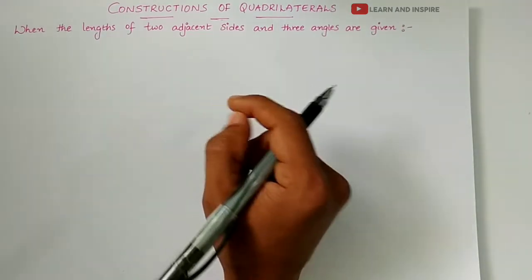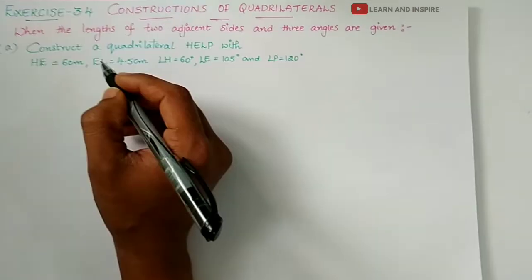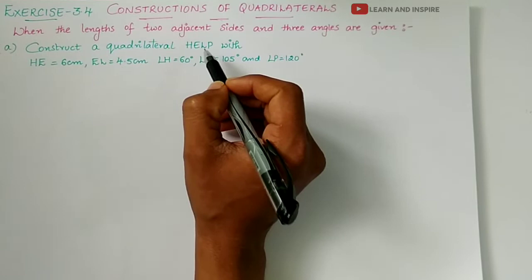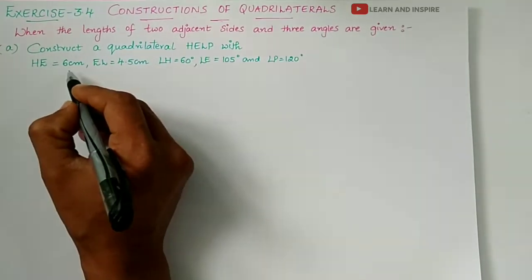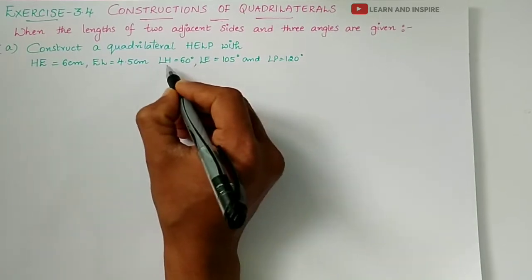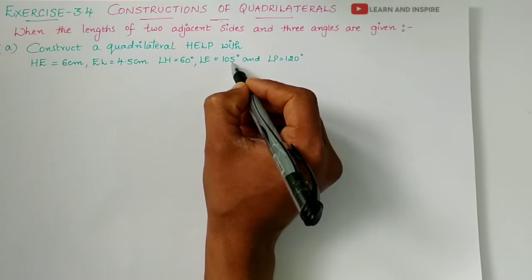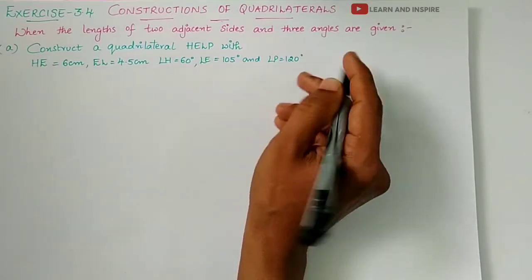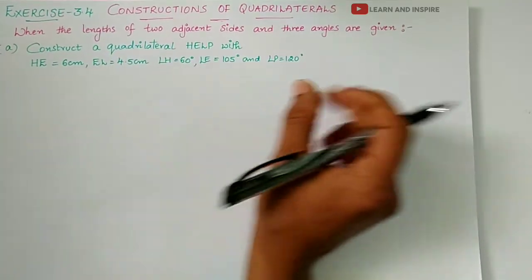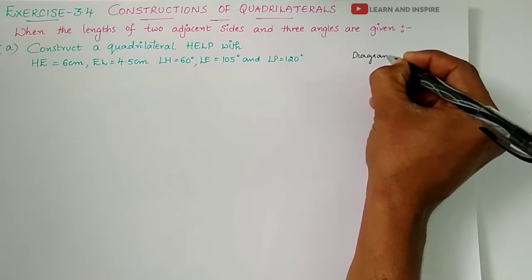Now let us start exercise 3.4, question number 1. Here is the first question. Construct a quadrilateral HELP with HE equals 6 centimeters, EL equals 4.5 centimeters, angle H equals 60 degrees, angle E equals 105 degrees and angle P equals 120 degrees. Before constructing this quadrilateral we have to draw the rough diagram. After that we have to find one more angle.